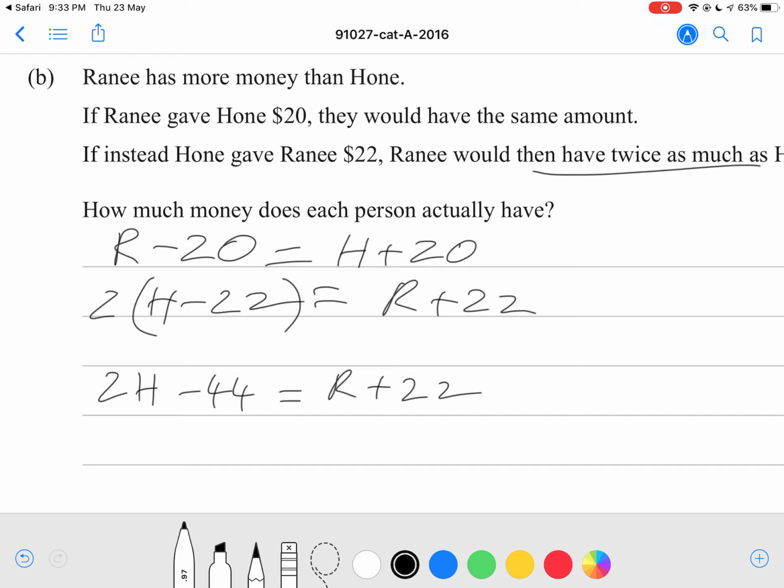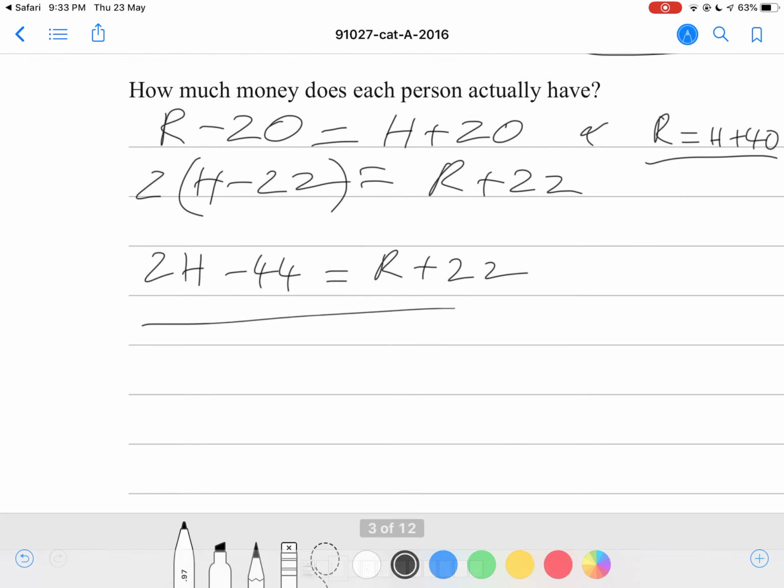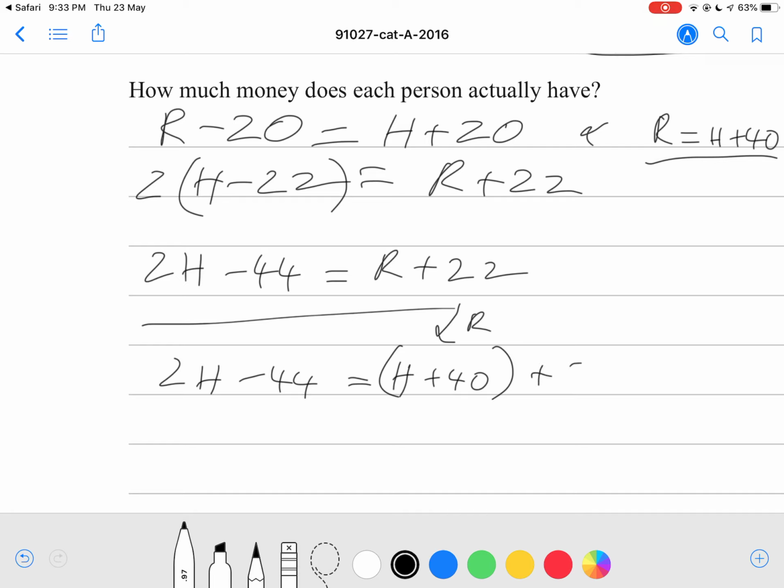So we can remodel this equation, so we can say that R equals H plus 40, right? You move the negative 20 to the other side, it becomes positive 20. So now you get Rane equals Hane plus 40, okay? So we're going to substitute R equals H plus 40 into this equation. Basically we're going to say 2H minus 44 is equal to H plus 40, that's R, plus 22.